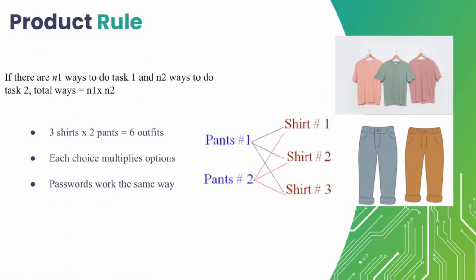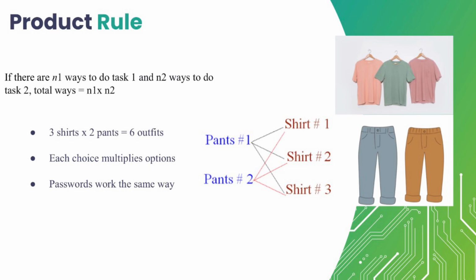To understand that, we use something called the product rule. The product rule is a counting principle that states that if you have a task that can be broken into a sequence of steps, and step 1 has n1 ways, and step 2 has n2 ways, and so on, then the total number of ways to complete the task is n1 times n2.